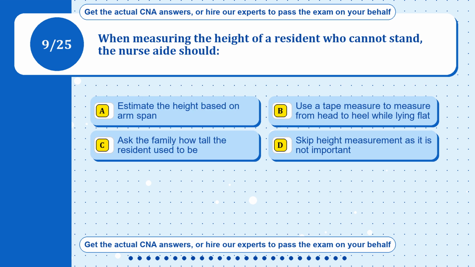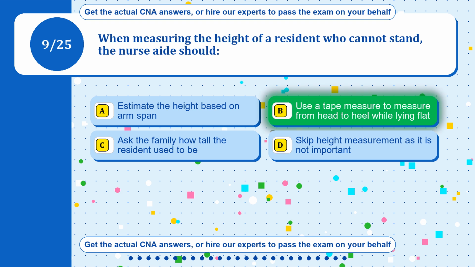Question 9. When measuring the height of a resident who cannot stand, the nurse aide should: Option A, estimate the height based on arm span. Option B, use a tape measure to measure from head to heel while lying flat. Option C, ask the family how tall the resident used to be. Option D, skip height measurement as it is not important. The correct answer is option B, use a tape measure to measure from head to heel while lying flat.